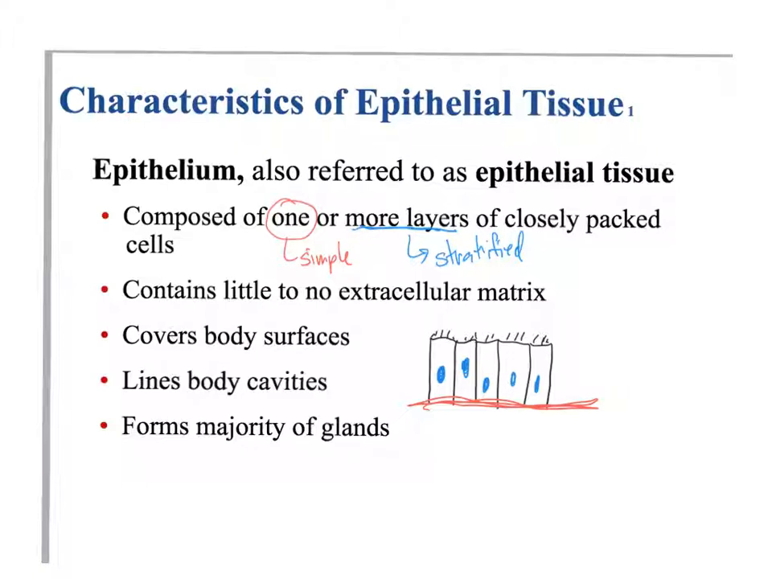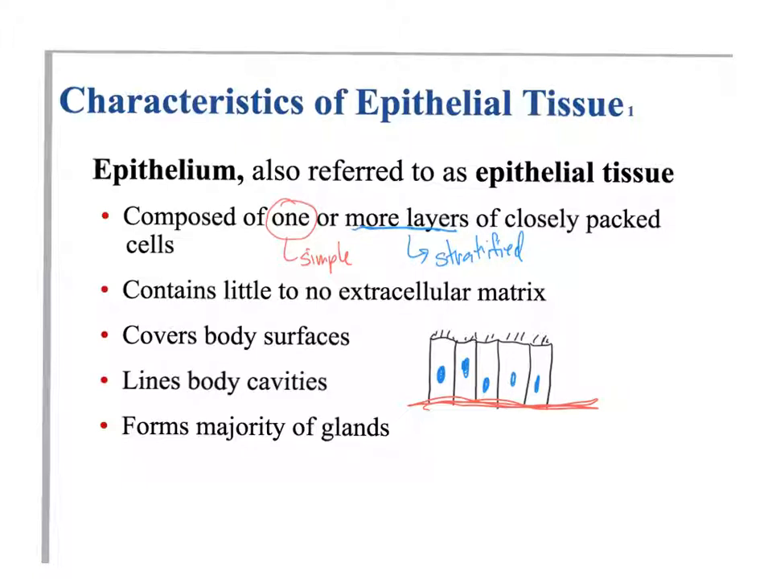Salivary glands, sweat glands, sebaceous glands. Those are a different type, but a specialized type of epithelium that you probably didn't cover much in lab. But we'll cover more in here. Okay, any questions on epithelial tissue up to there?